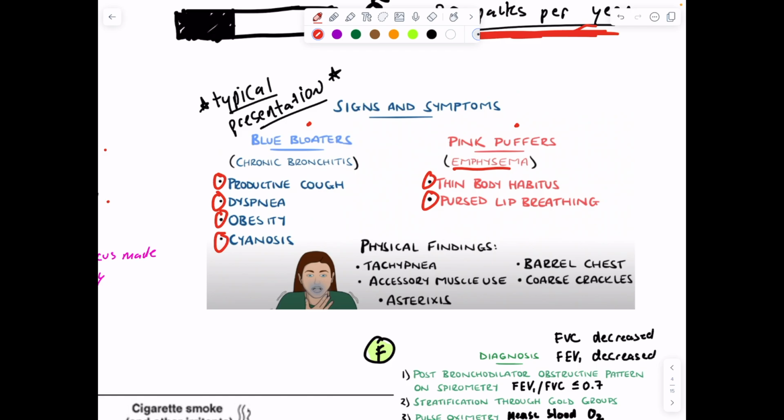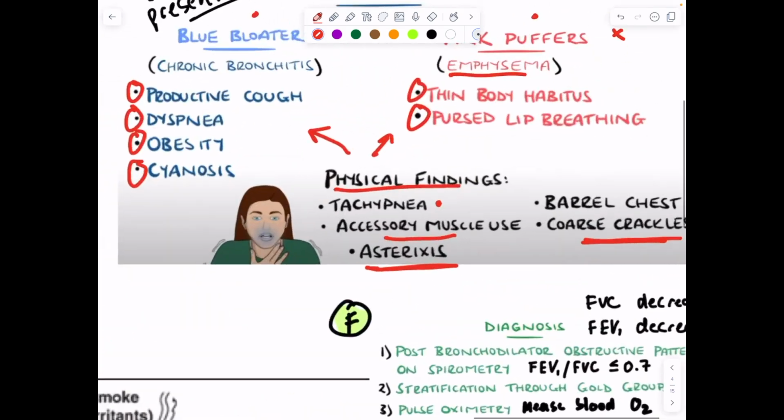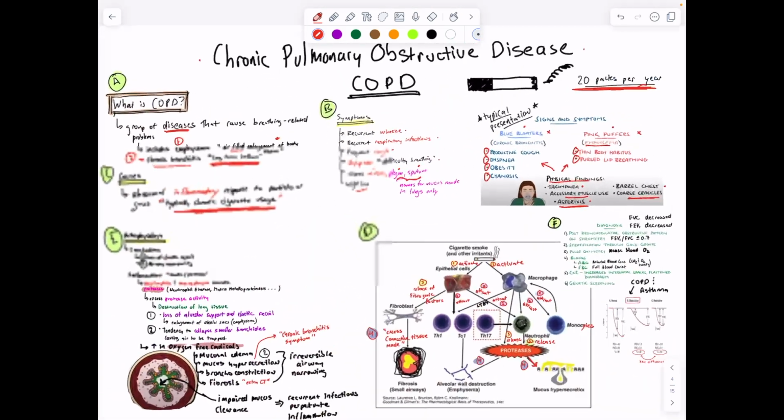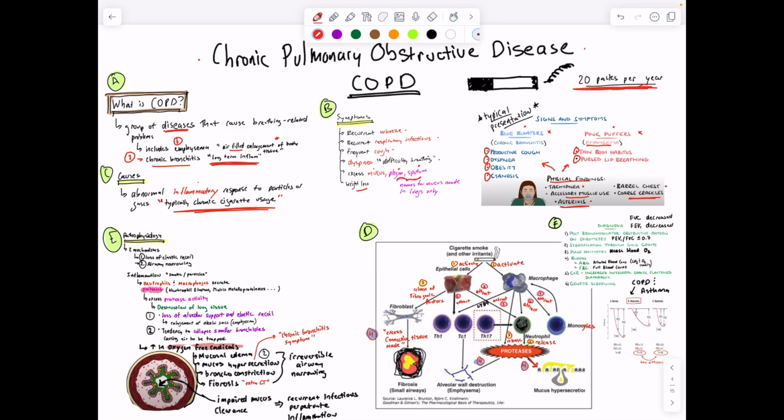learned about in physiology. All right, so additional physical findings for both of these may include increased rate of breathing, barrel chest, which is due to both of these being obstructive pulmonary diseases, so trapped air, accessory muscle usage, and then coarse crackles as bronchioles and alveolar sacs may open and close as a result of air getting in and not. And then asterixis, I can't pronounce anything. This is like flapping, a muscle tremor, flapping hand, I think is the typical presentation.